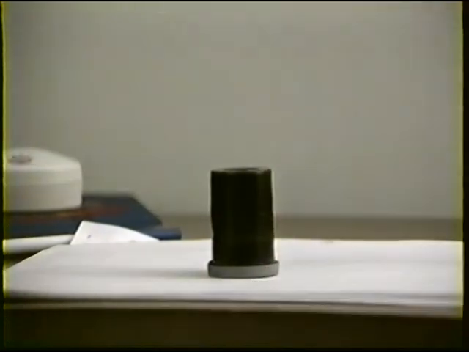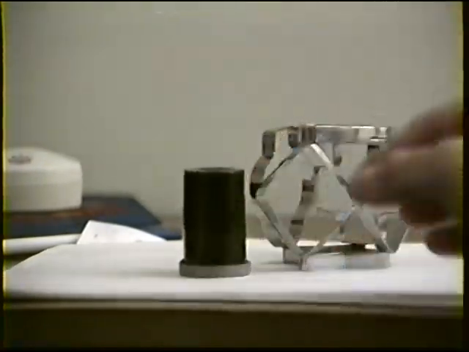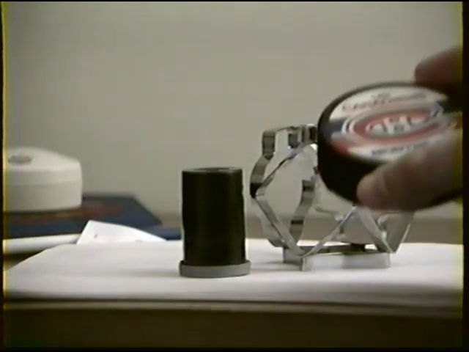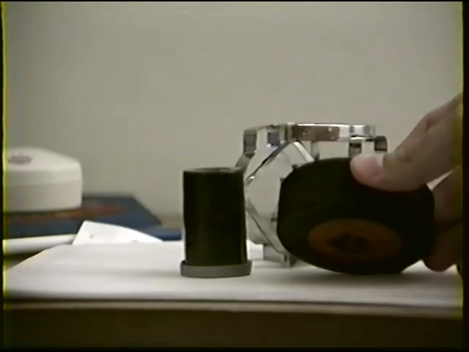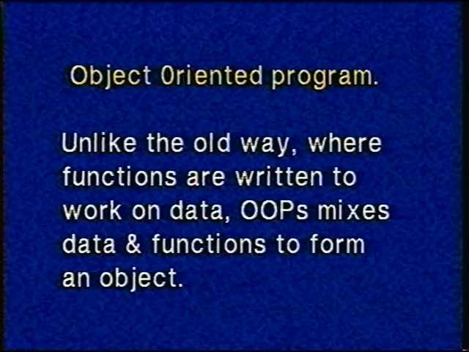Though C++ isn't a true example of what's called an object-oriented language, like Smalltalk is, it does require a new way of thinking, where programmers must learn how to describe everyday things in terms of software objects, like bottles, cutters, and even hockey pucks. Unlike the traditional way of programming, where program functions are written to work on data, object-oriented programming mixes together data with functions to form a combined unit called an object.